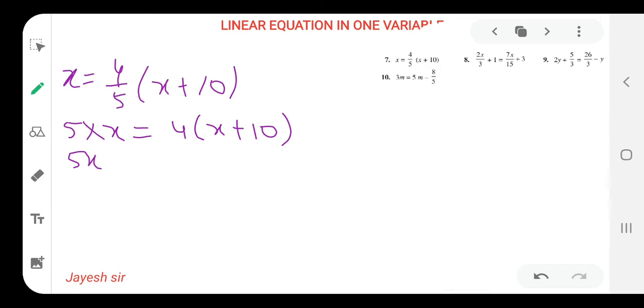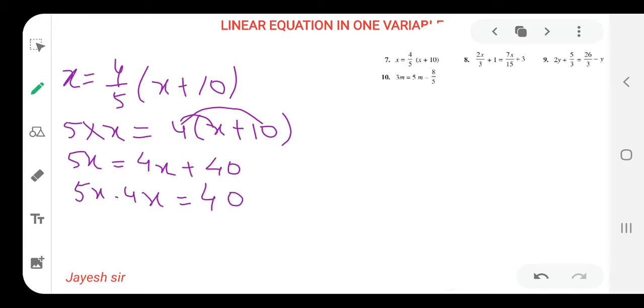So here it will become 5x. Here, as per transposition, 4 should be multiplied with x and 4 should be multiplied with 10 also: 4x plus 40. As per the distributive property, we already studied this. 5x minus 4x, as the x term should be on one side, and 40 as it is. 5x minus 4x would be x. x equals 40. We have got the value for x as 40.